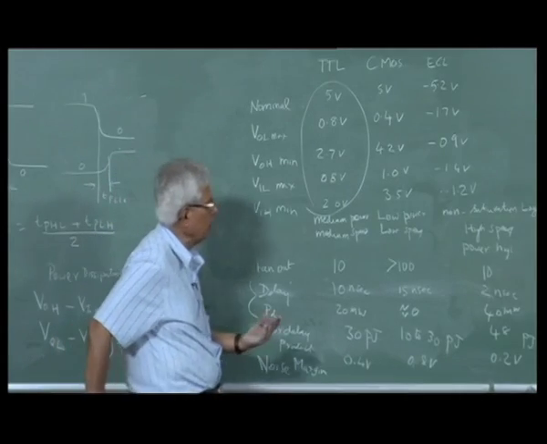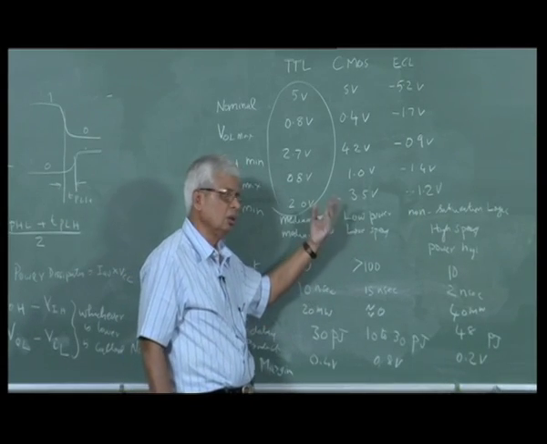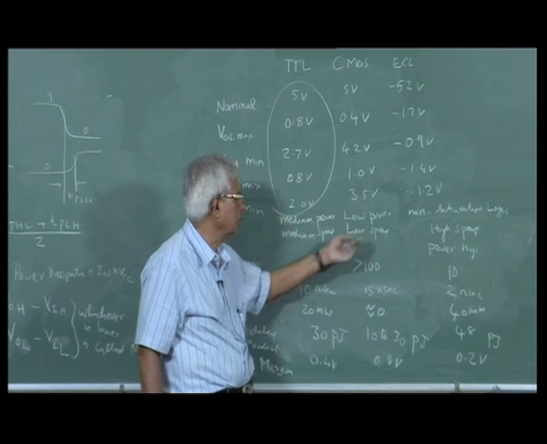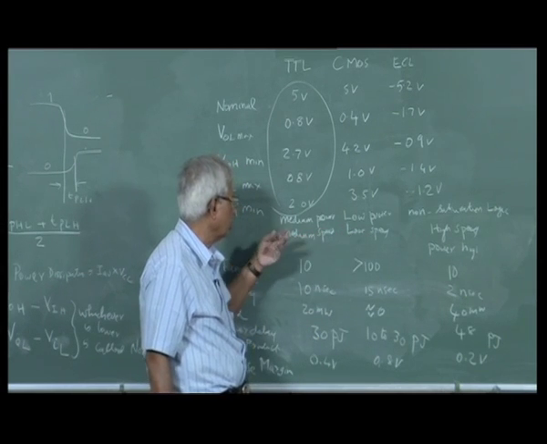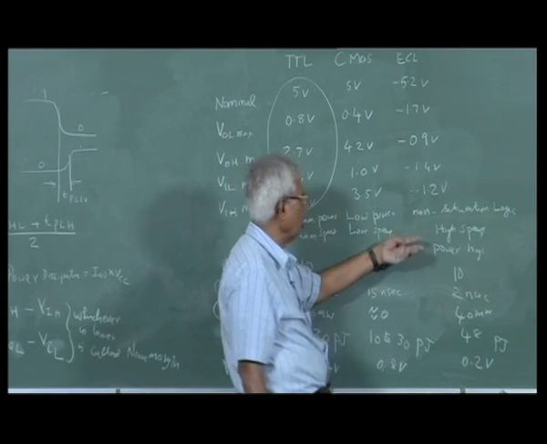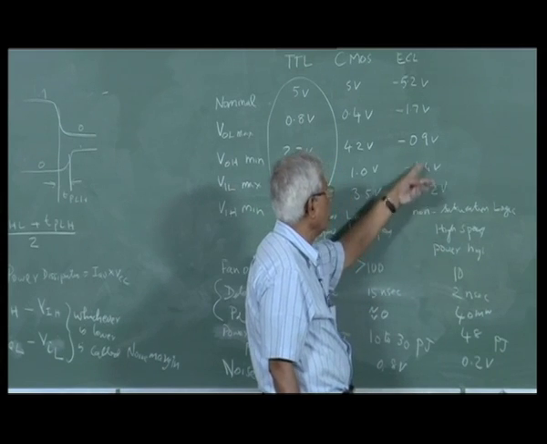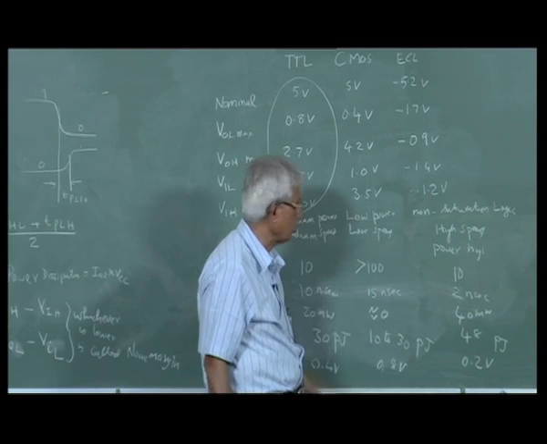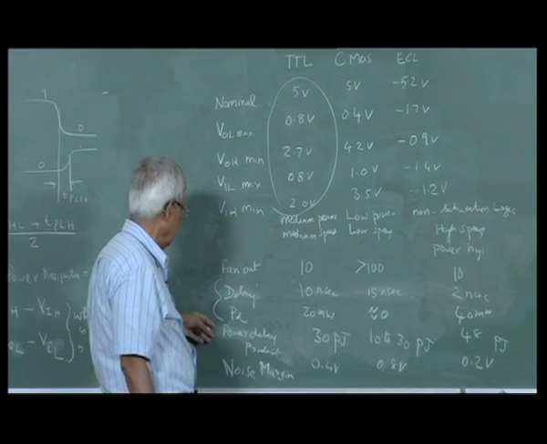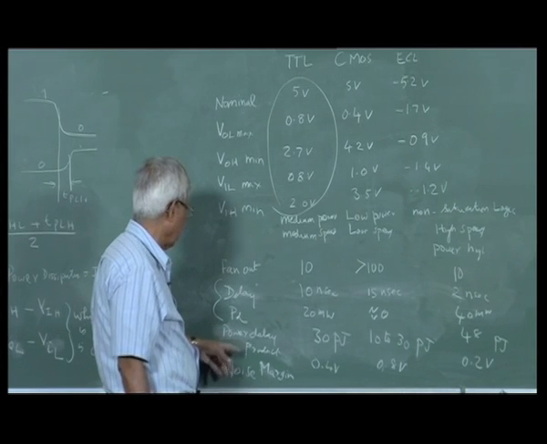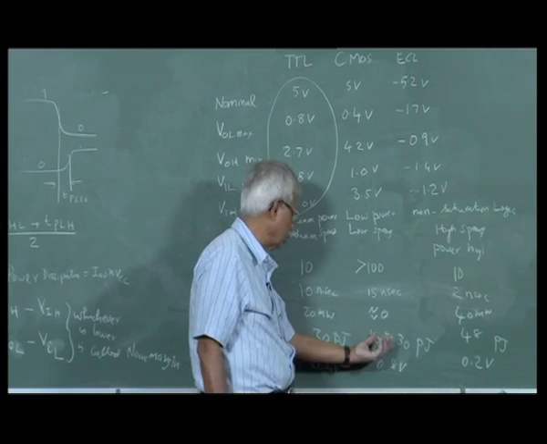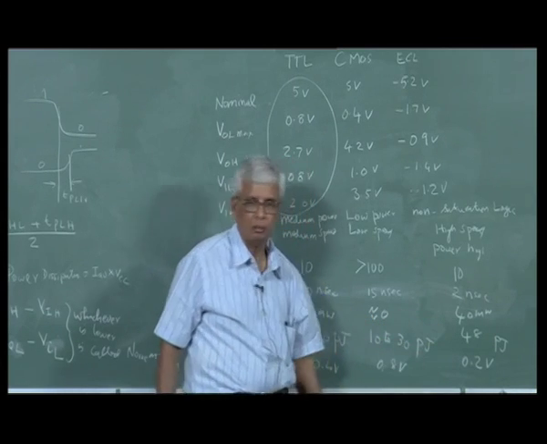CMOS has low power dissipation. Lower speed is supposed to be the case, but now the design has been improved through advances in technology. We also have moderate speeds. Similarly here, power requirement is medium, speed is medium. For very high speed, but with high power, there is ECL, called emitter coupled logic. It's called non-saturation logic. So we calculate fan out, delay, and power. The product of power and delay is the measure. This is about the same for these two. ECL is higher, but if you want speed, you have to use it.